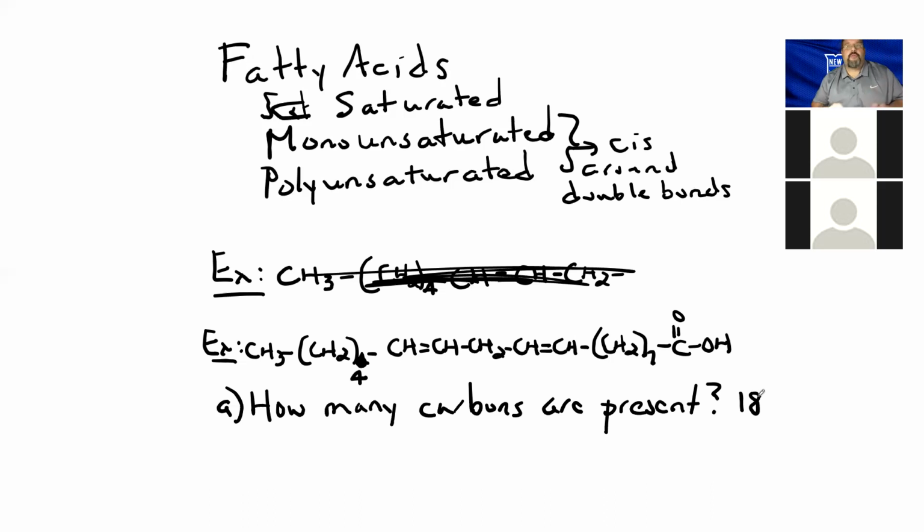So you definitely should be able to look at the structure of a fatty acid and be able to tell how many carbons are present. So this one has 18 carbons that are present.